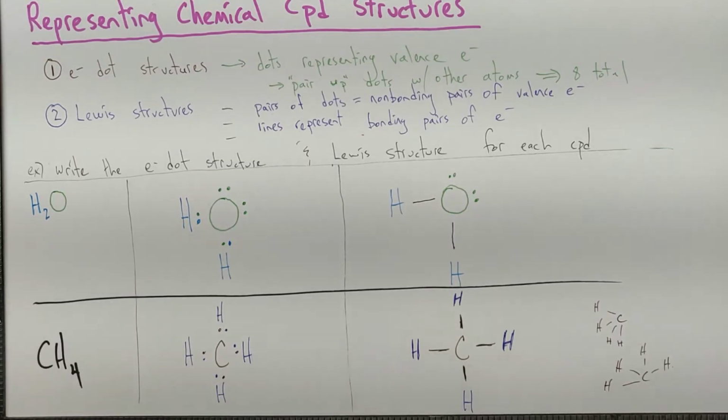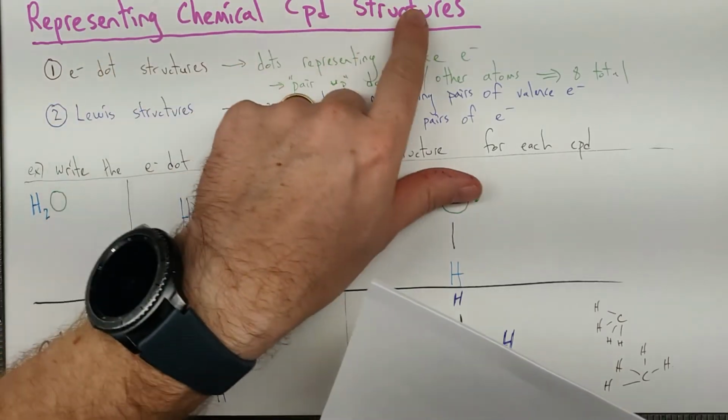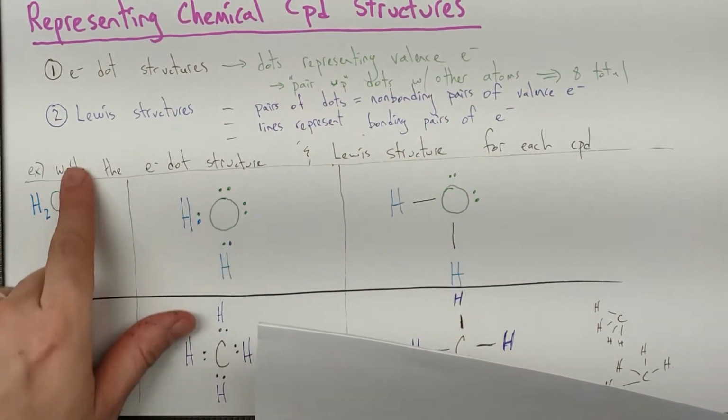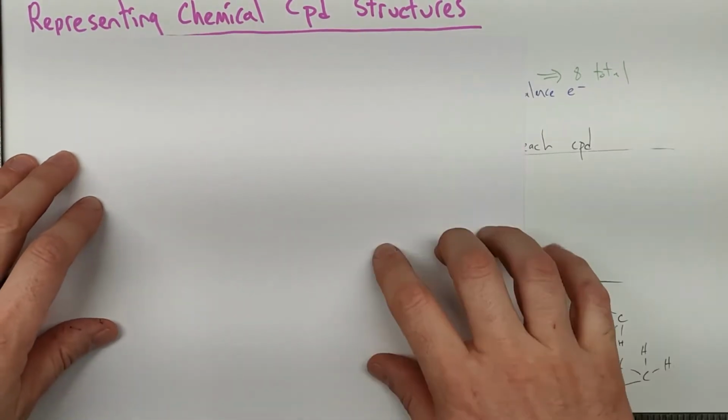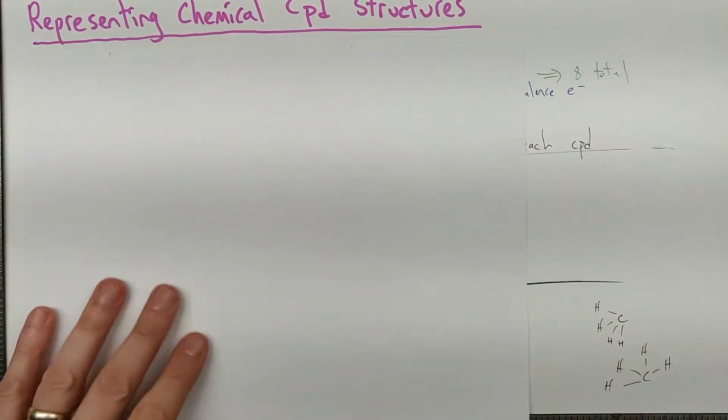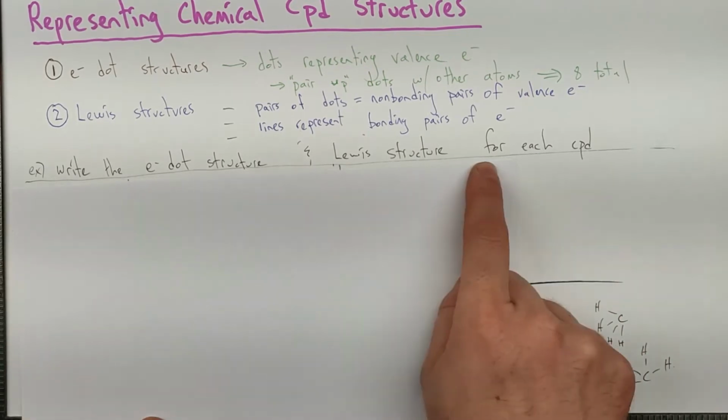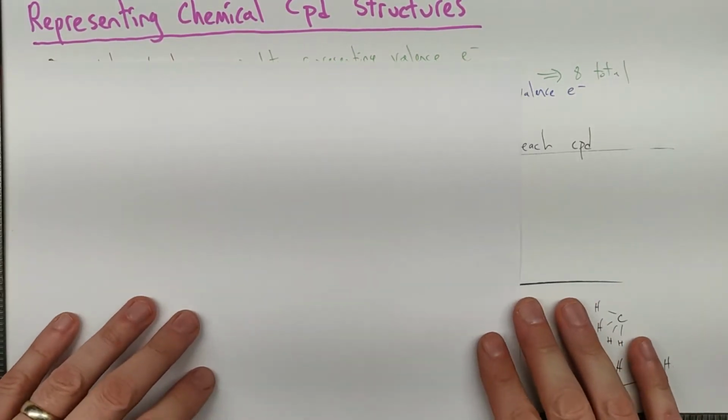In my infinite cheapness, I'm going to use this same background because we are still talking about chemical compound structures. We're still talking about electron dot and Lewis structures, but I want to look at some different examples. So it's the same setup. Write the electron dot structure and the Lewis structure for each of the following compounds.